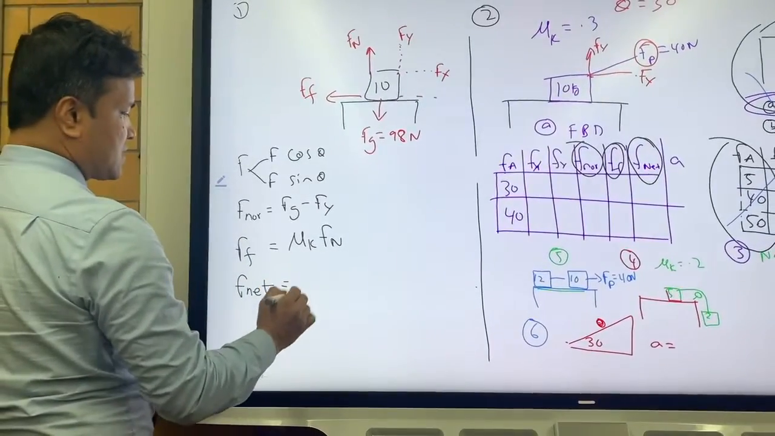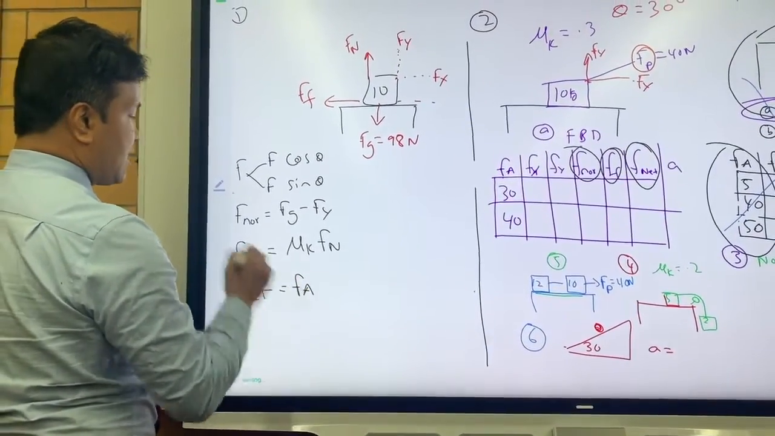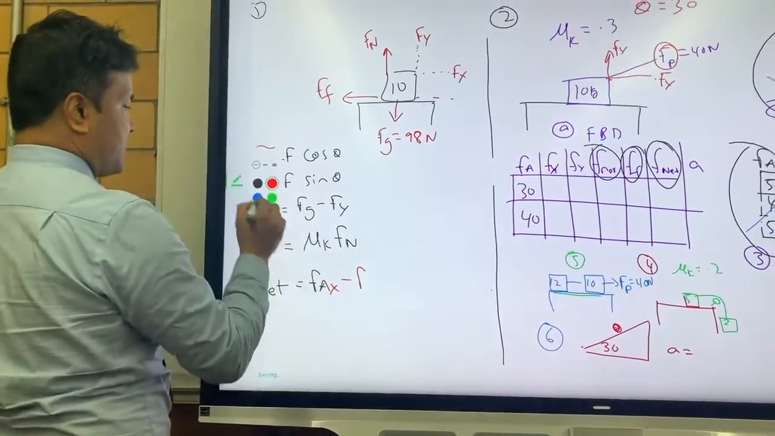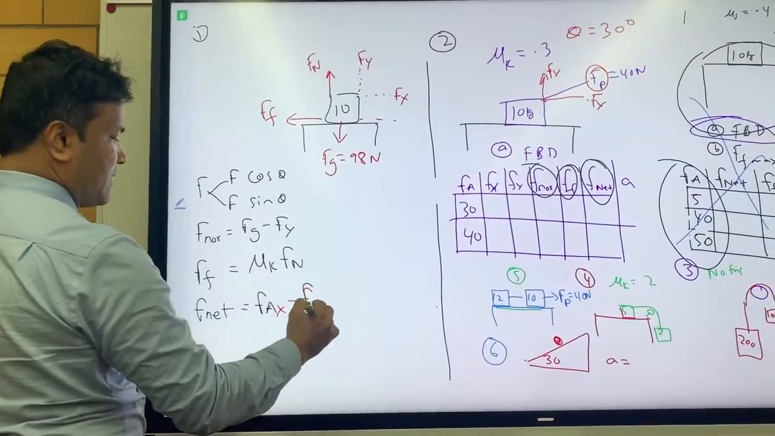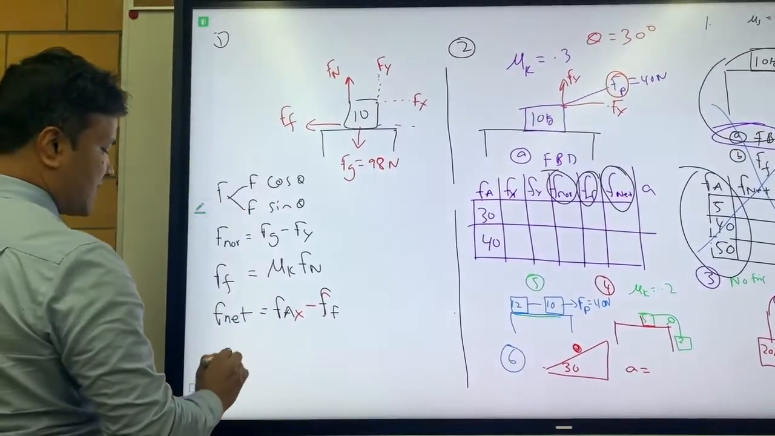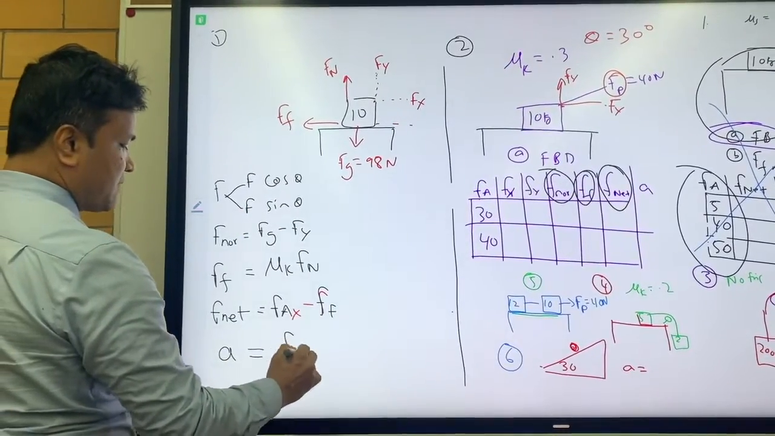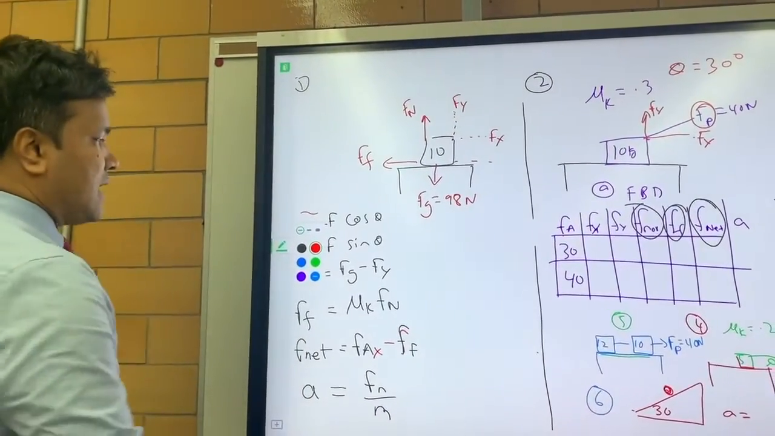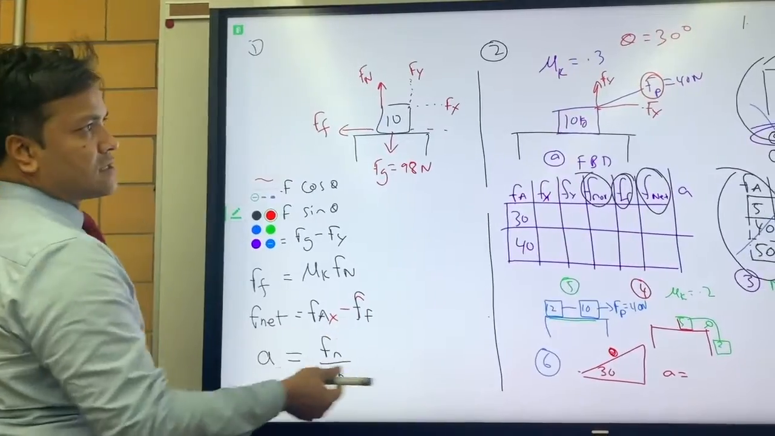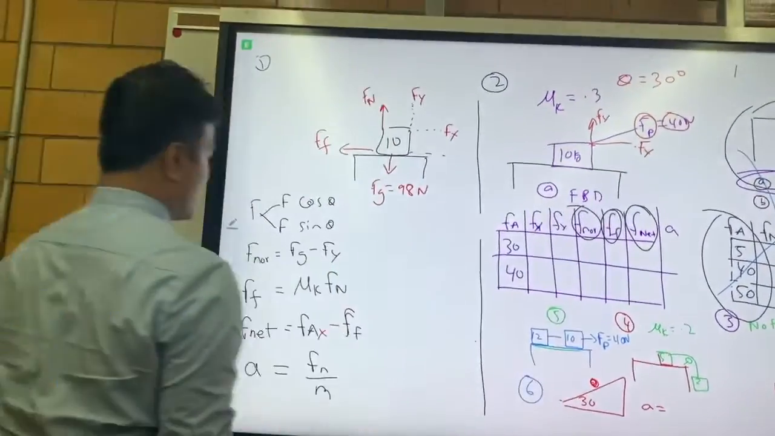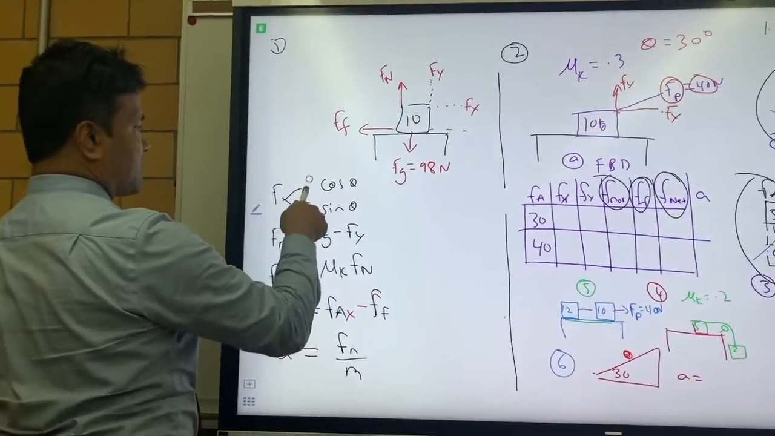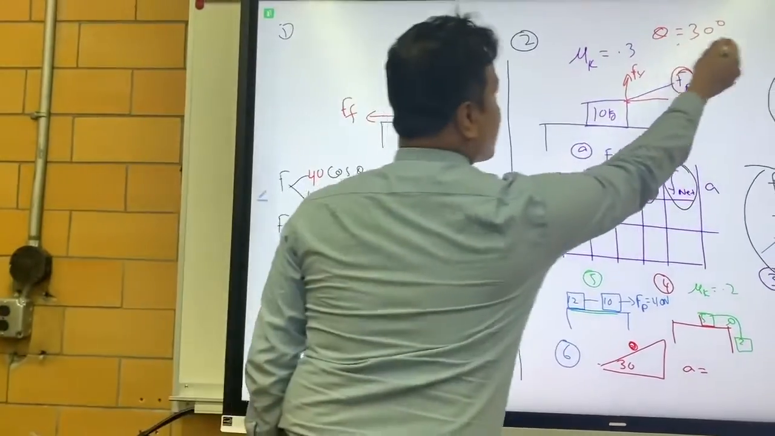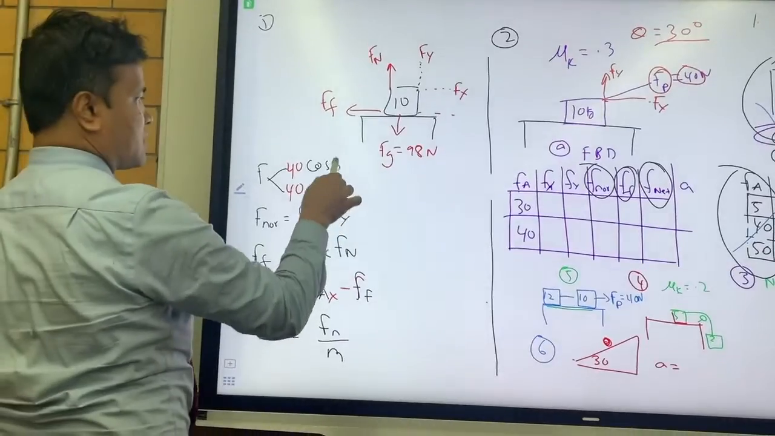Fnet is equal to Fax, don't forget that, minus Ff. And then finally I'm going to write acceleration is Fnet over m. Okay, now that I have the template, now I'm going to write the force. Force is 40, so I'm going to write 40 over here. Theta is 30, so now I'm going to write 30 over here.